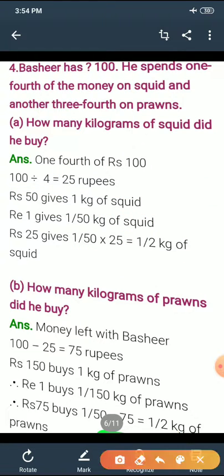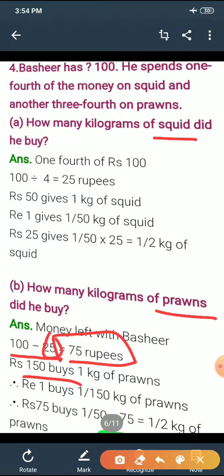Now the money left he is using on prawns. Now how much money is left? He has used 25 rupees for buying the squids. So the money left with him is 75 rupees. So 75 rupees are left. Now what does he have to buy? He has to buy the prawns. The cost of prawns is rupees 150 per kg.